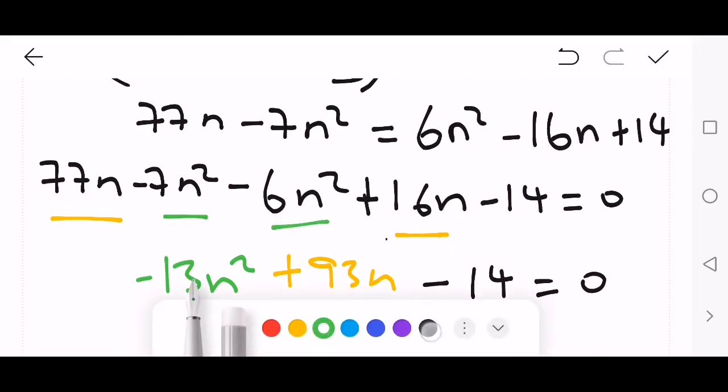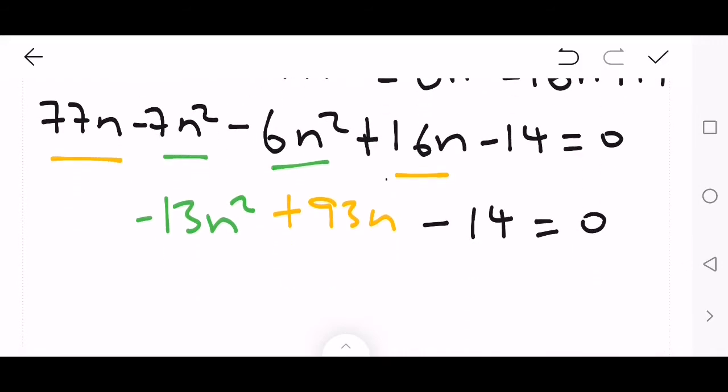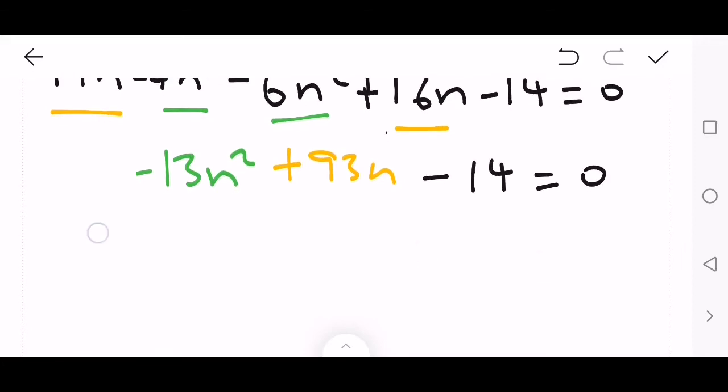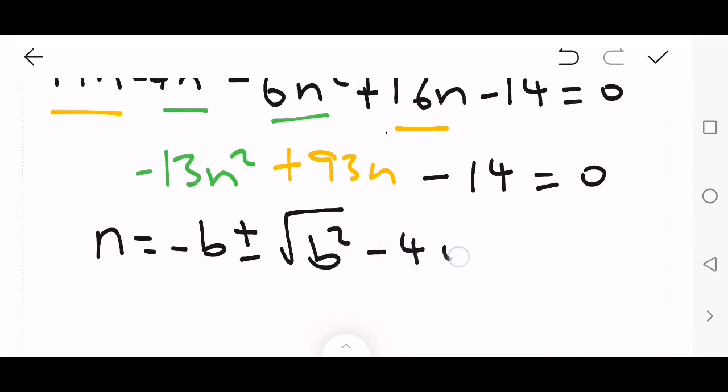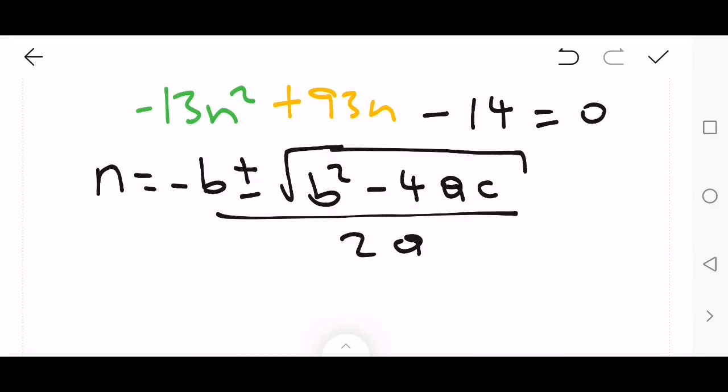Just highlight that. So now guys, you can go ahead and try and factorize this, but what I'm going to do is I'm just going to put this in a quadratic formula and solve. So n will be equal to minus b plus or minus the root of b squared minus 4ac, all over 2a.